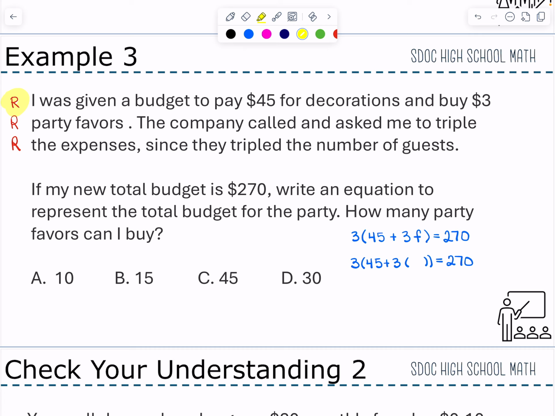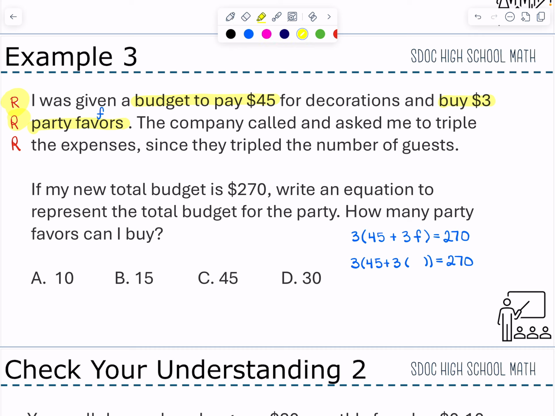Okay, what's important on my second read? I have a budget. I have to pay $45, so they gave me that. That's adding. And I have to buy $3 party favors. Now, because I don't know how many party favors I have to buy, that's my variable. I'm going to go ahead and put the variable F.